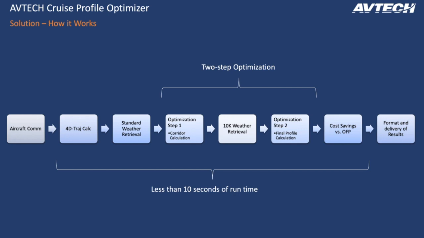We run optimization step 1, which is calculating, giving us a rough corridor. We then go and retrieve the 10K weather. And in the second optimization step, we do a final profile calculation using the high resolution weather. We then calculate the cost savings, so the equivalent cost savings between flying the optimal profile versus flying the planned profile. And finally, we format and deliver the results via ACARS or IP, internet, to the flight crew or the ground.